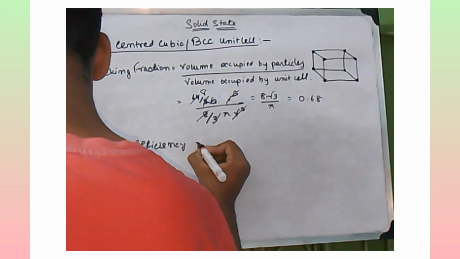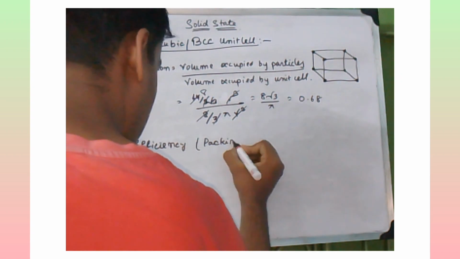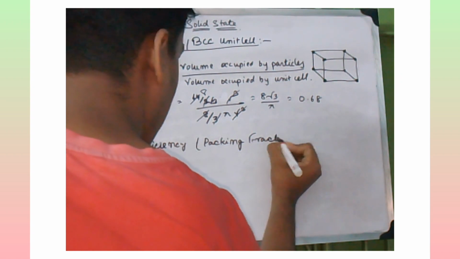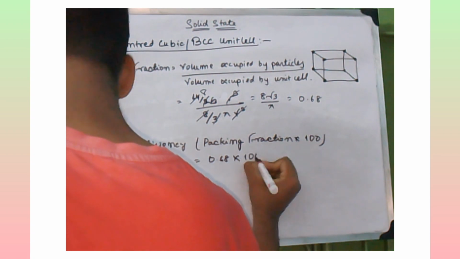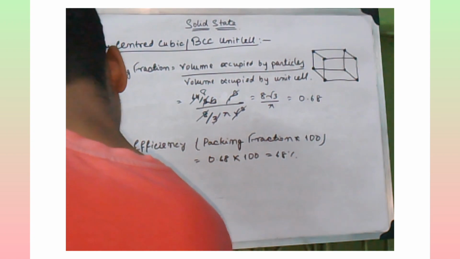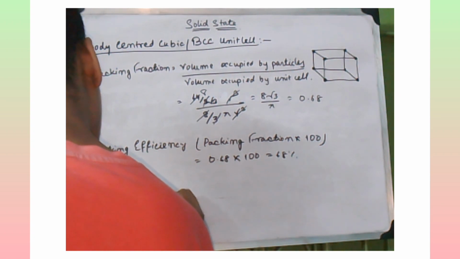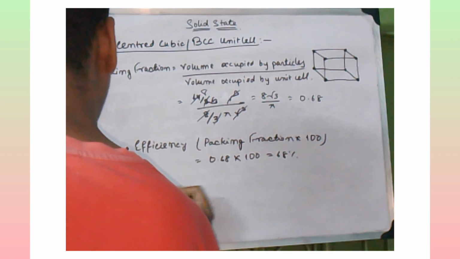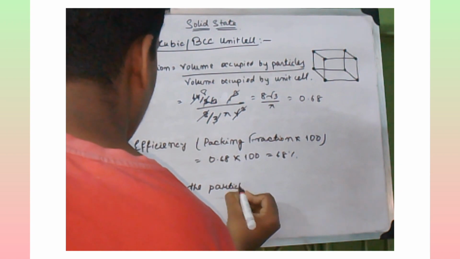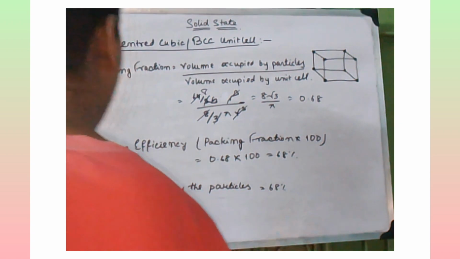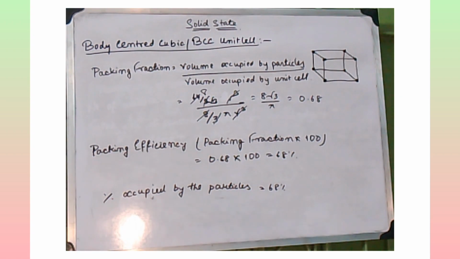And we now have to find the packing efficiency, which is packing fraction multiplied by 100. In this case we have packing fraction as 0.68, therefore it will be 0.68 into 100, which will result into 68 percent, and therefore we can say that the percentage occupied by the particles will be 68 percent, whereas the percentage unoccupied by the particles will be 32 percent.